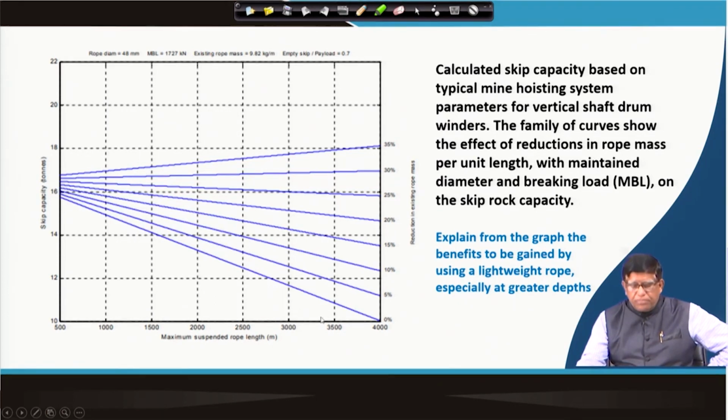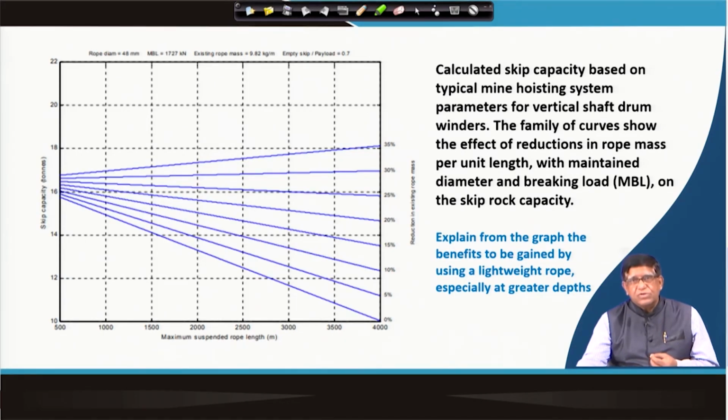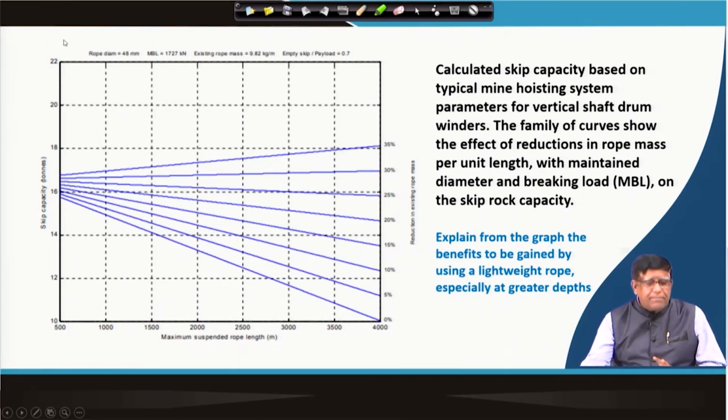But if your rope mass per unit length is reduced by, say, 35% by getting a material of better strength, better quality, then at that 3000 meter depth also, this particular winding system will be able to carry more than 17 ton of material. So, as a result what will happen? Your productivity will increase.